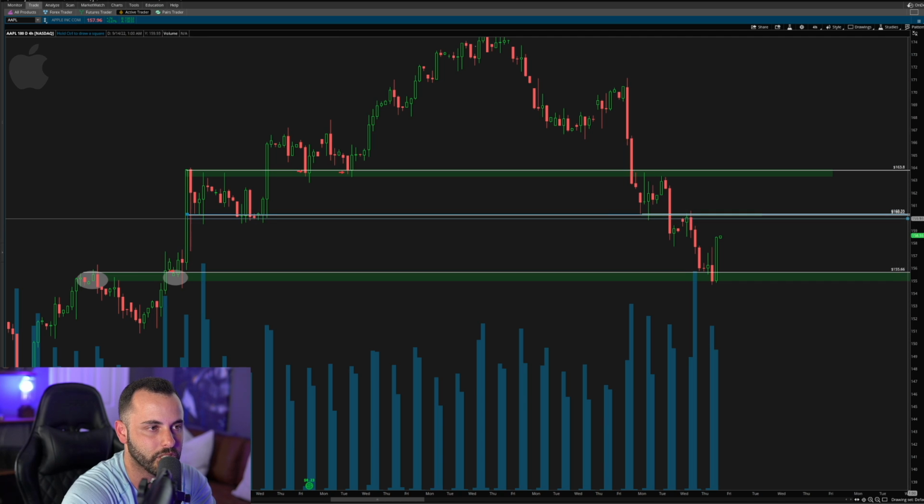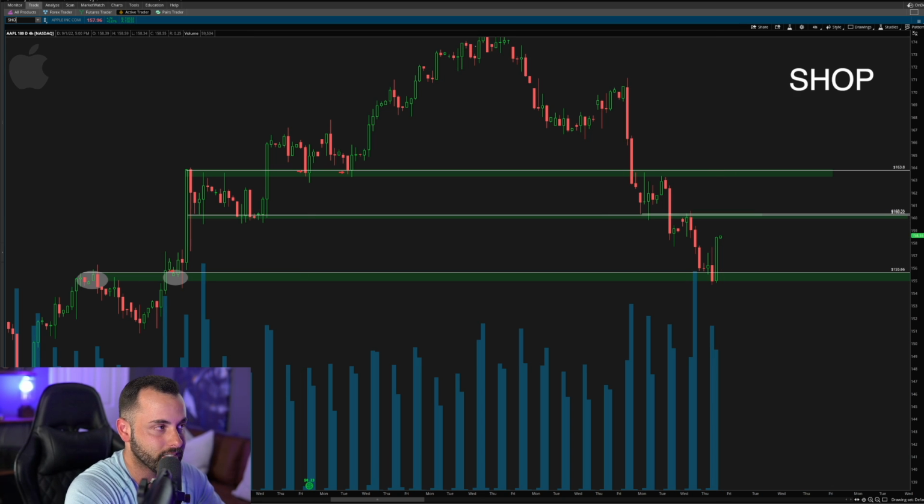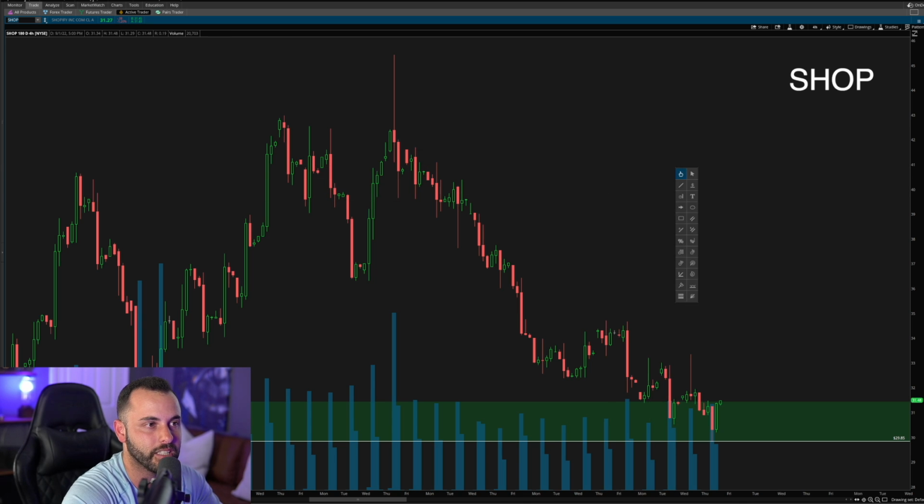And then you can see the previous rejection here just about 2 days ago. So that would be my target around that 160, 160.50 here on this Apple play. The next play that I did take is a channel type trade, and it is on Shopify.